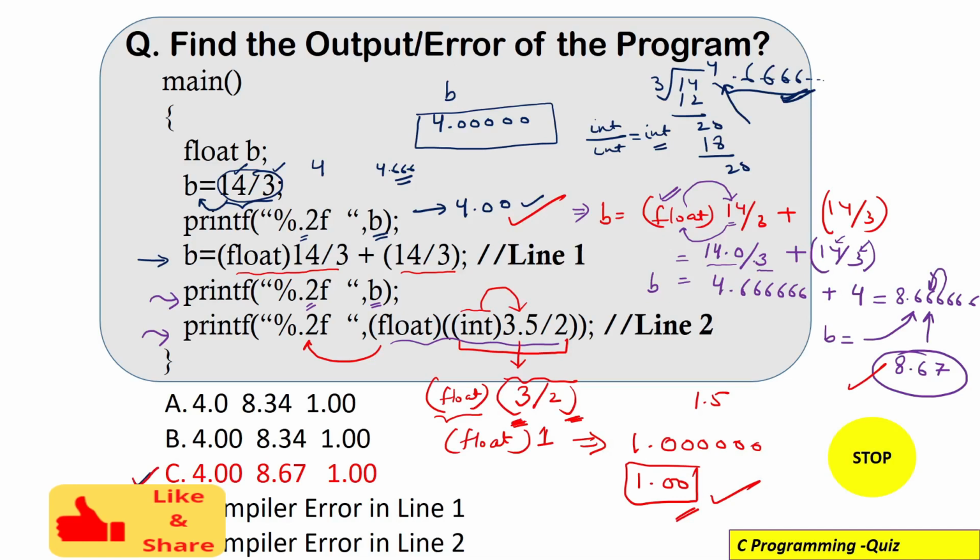So you should be very careful when you are solving questions based on typecasting, because these are very simple questions, but a simple calculation mistake can give you a wrong answer.